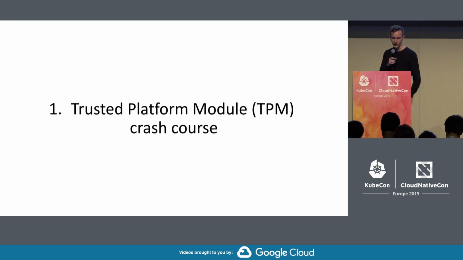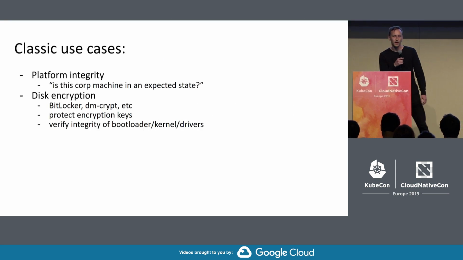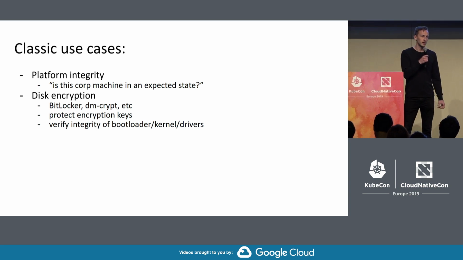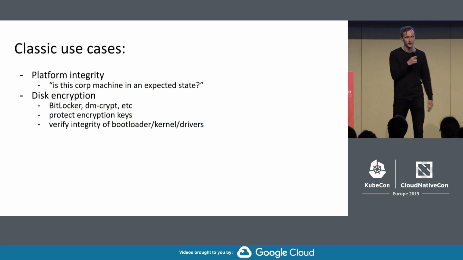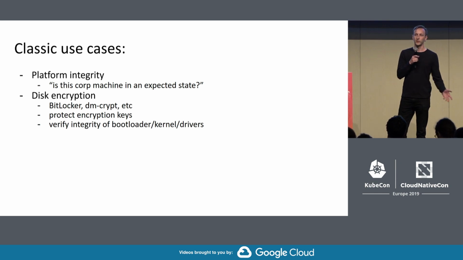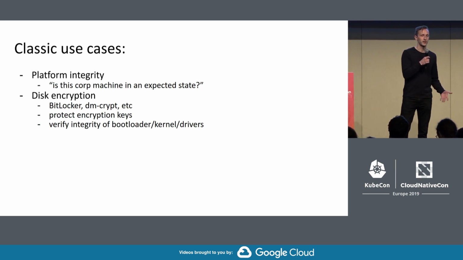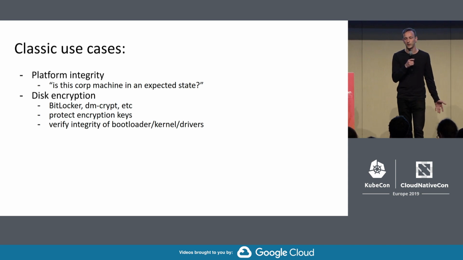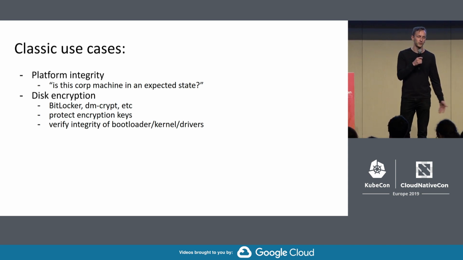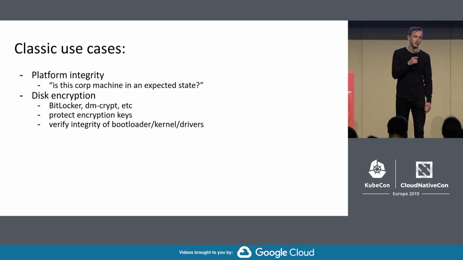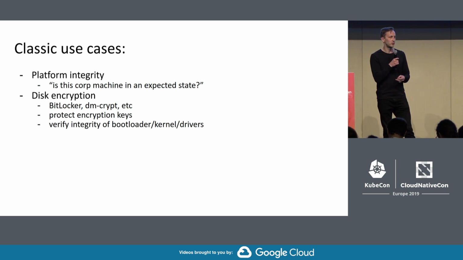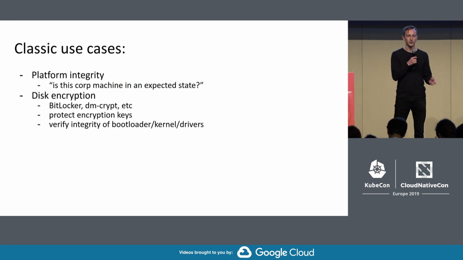OK, so some theory on TPMs. Some of the use cases for TPMs out in the wild currently in use, outside of the Kubernetes world, are platform integrity. So for example, you have a corp laptop. How do you verify that it hasn't been compromised or tampered with, before letting it onto your corp network, before shipping it any software updates and things like that? The other one is full disk encryption. So BitLocker and dm-crypt, for example, will use TPMs, if they're available, to protect the encryption keys used for actual encryption.